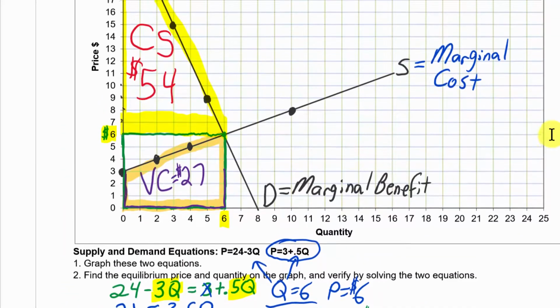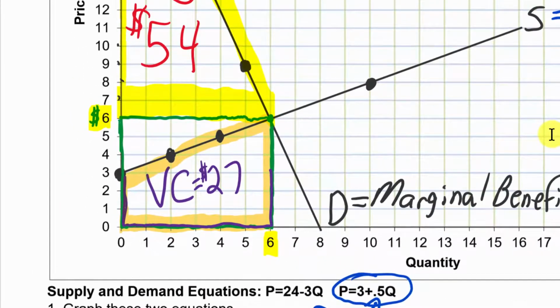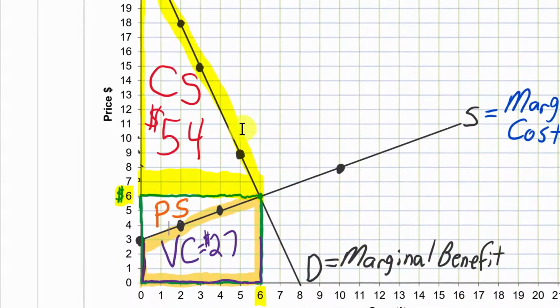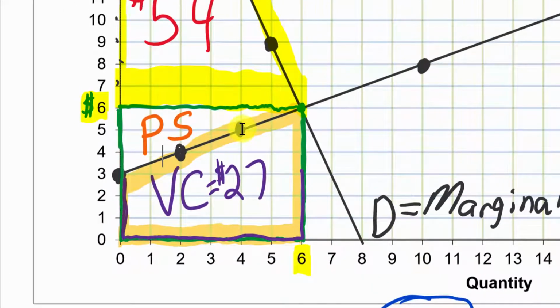Can you see in the diagram where that producer surplus has to be? Remember, the green is the total revenue of 36. The variable cost is the 27 down here. So the producer surplus is this amount right here. It's this little triangle on top. So you can always find the variable costs as the area below the supply curve. The producer surplus is always below the price the business gets, the $6 each, and above the supply curve. And the consumer surplus is always below the demand curve and above that price the consumers are paying. So this producer surplus is that little triangle there.